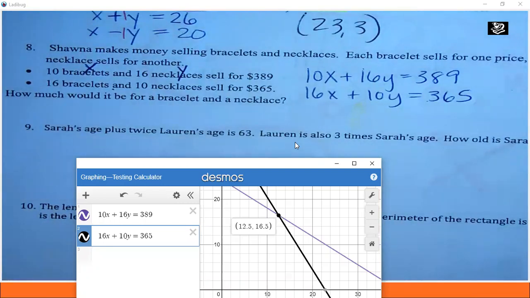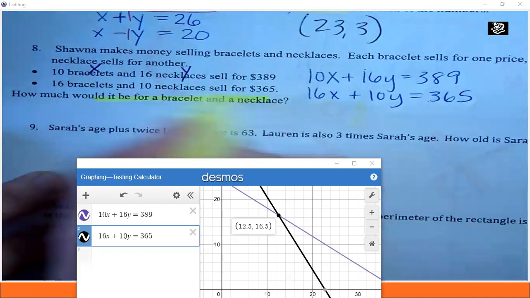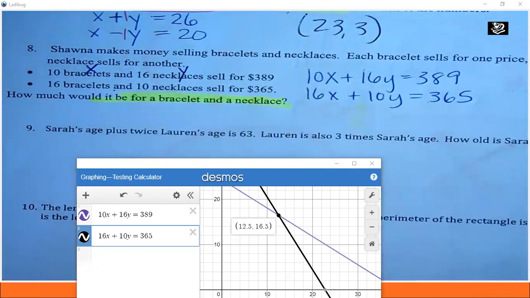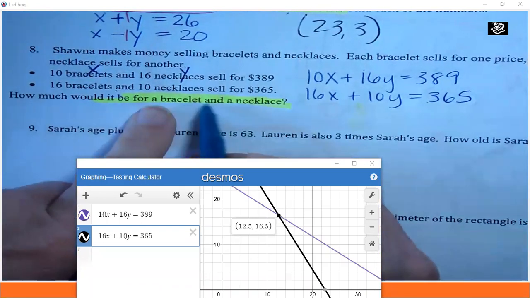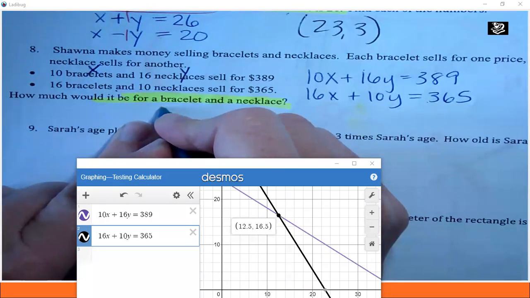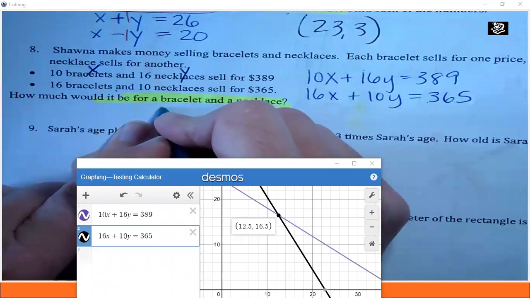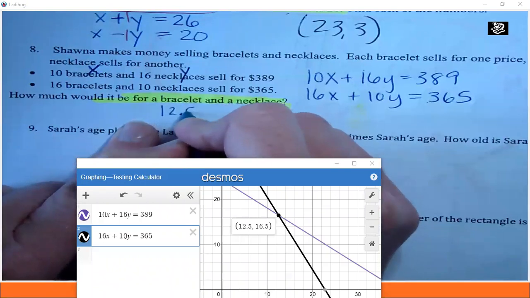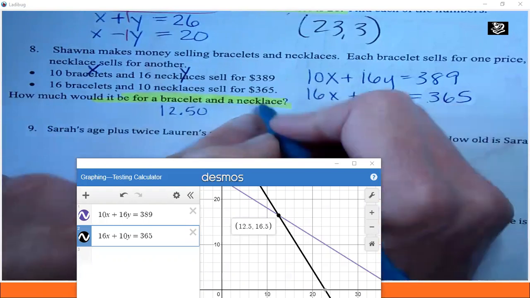Wyatt, what's the question I'm asking on this one? All right, what do you think it means by that? How much is it for a bracelet and a necklace? When it says a bracelet and a necklace, how much is a bracelet? Look in Desmos. How much is a bracelet? Thank you. $12.50. Thank you, Charlotte. How much is a necklace?